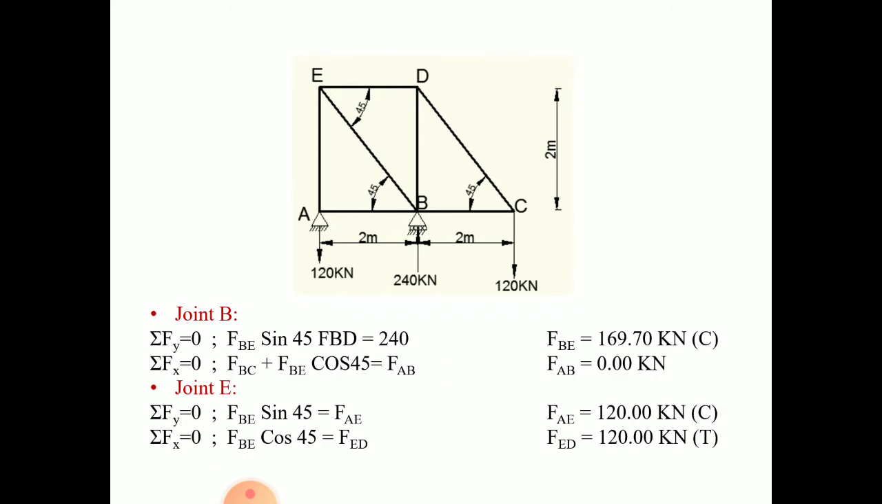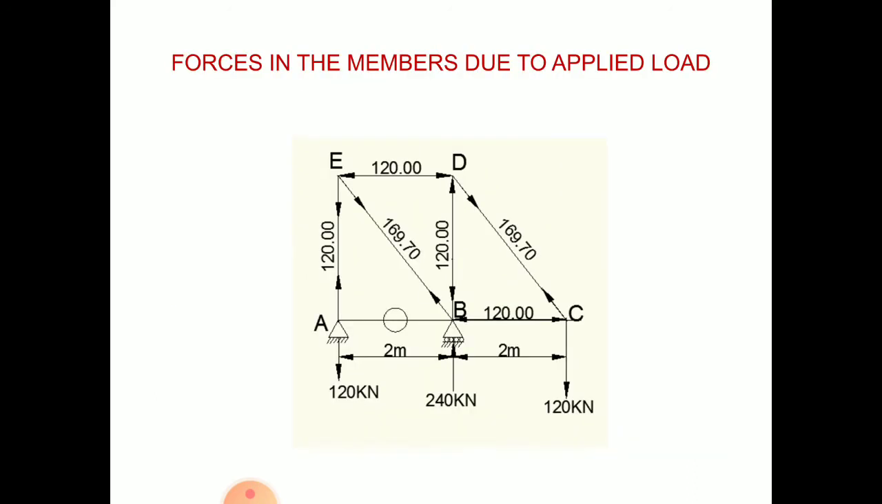These are the forces in the members meeting at joint B and joint E. So these are the forces in the members due to the applied load of 120 kilonewton. Here you can notice that reaction at A is 120 kilonewton downward, and force in the member A is tensile, that is 120 kilonewton. Hence force in the member AB is equal to 0.